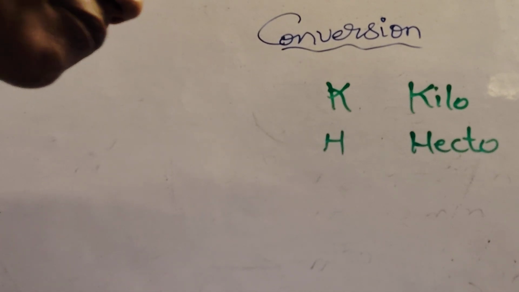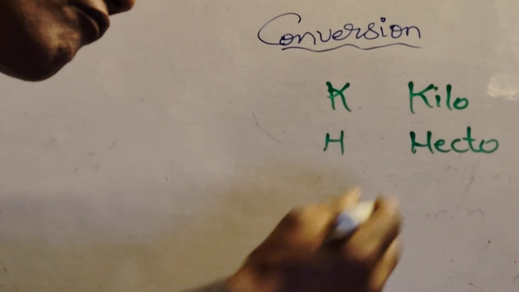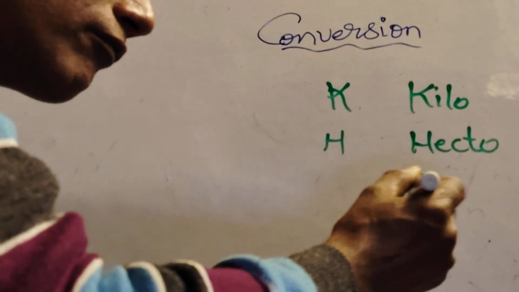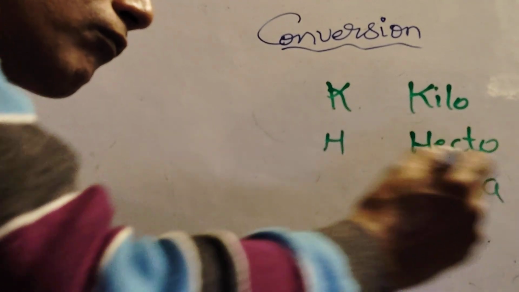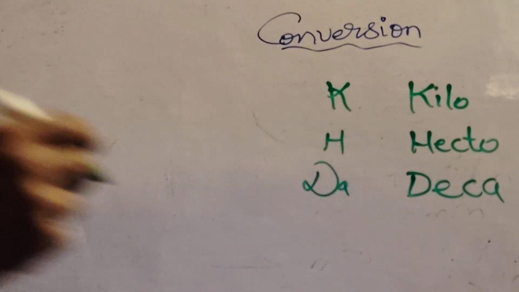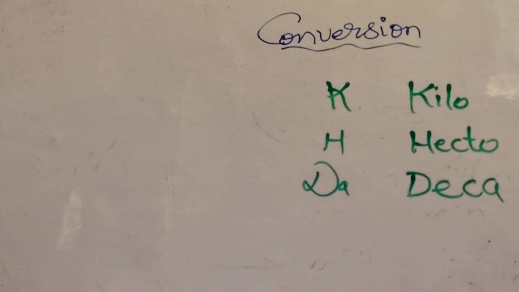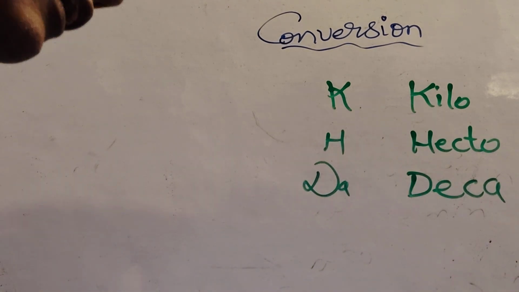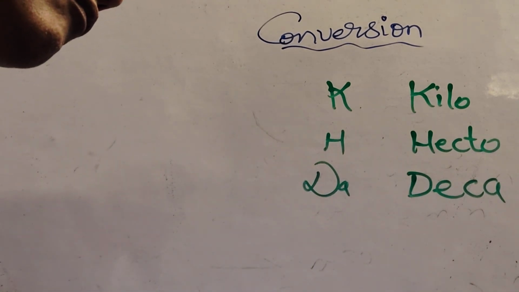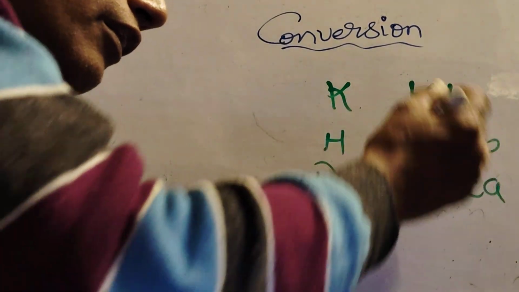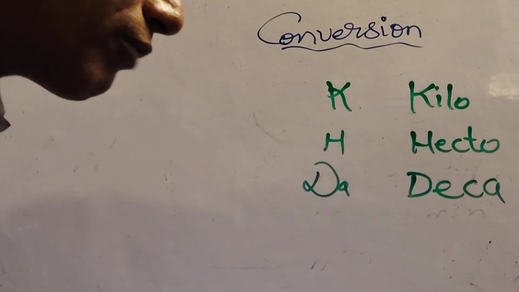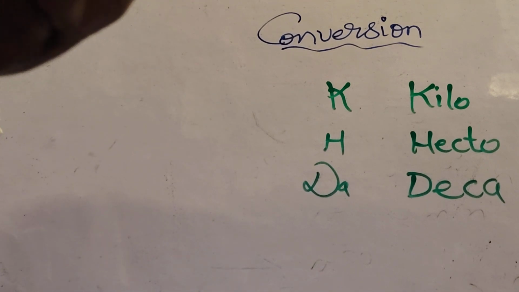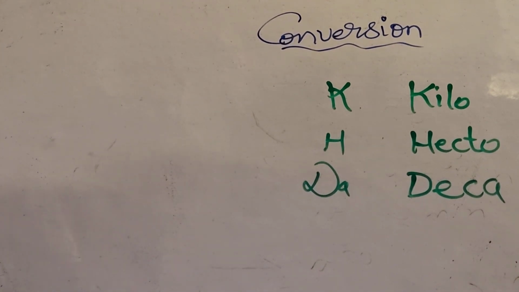Smaller than hecto is deca. Okay. Smaller than deca is the unit. These are prefixes. All three are prefixes. So, do you know what a prefix is in English?